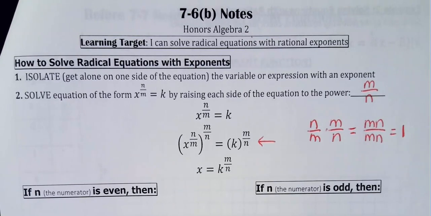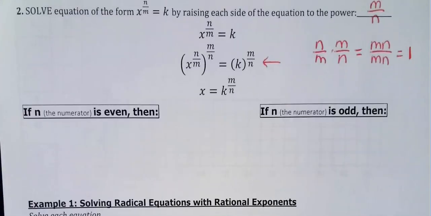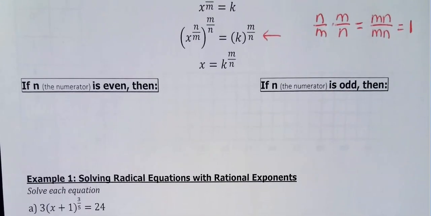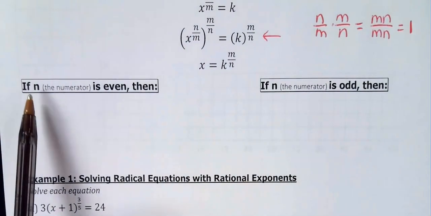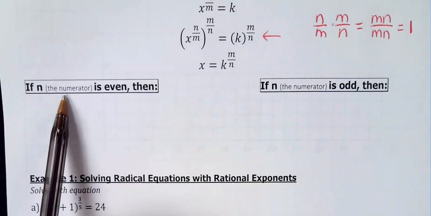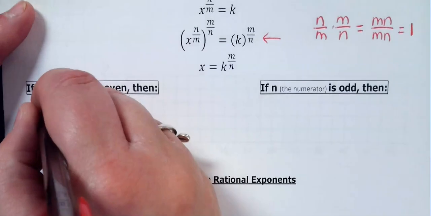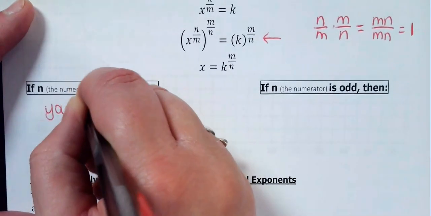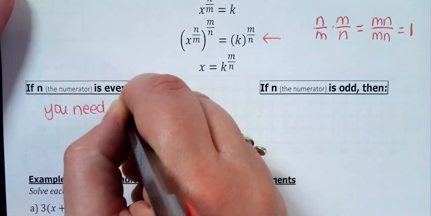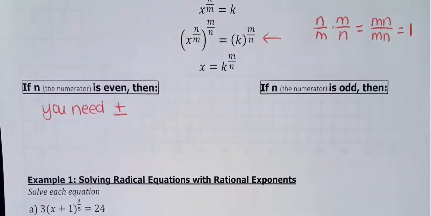Okay, now the k value there could be a number, it might be an expression, it's going to depend on the question, but there is another little thing you have to remember for these problems, and that's what's underneath here. In my example problem, I had n written in the place where the numerator of that fraction is. If that's even, then you're going to need a plus or minus when you go through and solve the problem.